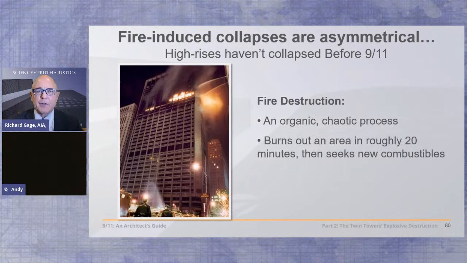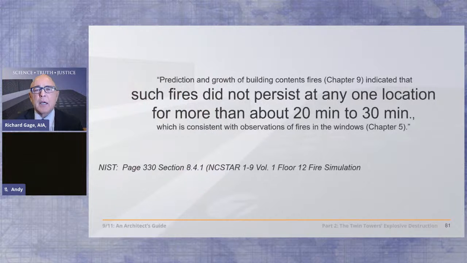What are the forces that destroy buildings? Fire is certainly one of them. It's an organic and chaotic process, though. It burns out an area in roughly 20 minutes, moves on looking for fresh new fuel sources. Even NIST acknowledges this: the fires didn't persist in any one location for more than about 20 or 30 minutes. So how in the world do they get uniform failure of the floor trusses all the way around the building virtually at the same time? It's a complete contradiction.